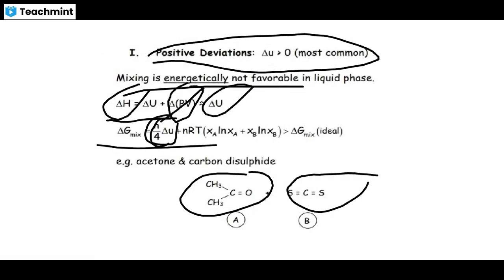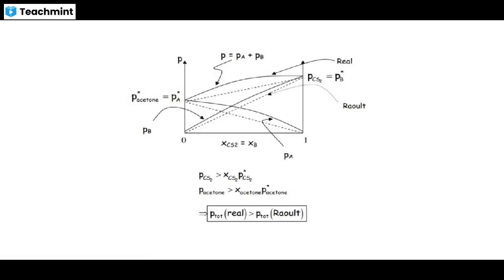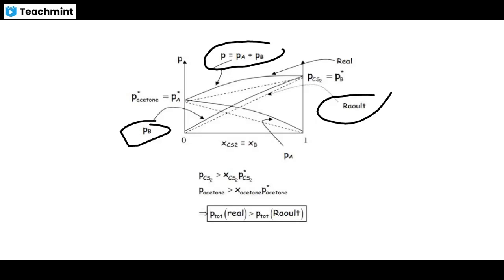Then for this case it is greater than the ideal solution. So delta G mixing is greater than the ideal. Now see, when there is no interaction, the total pressure is also greater than the ideal. The dotted lines are ideal, from Raoult's law. The solid lines are for the real solution. The total pressure is greater, and the partial pressures of B and A are also greater than the ideal behavior.